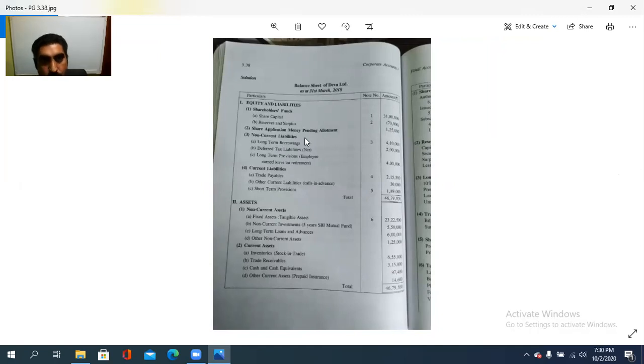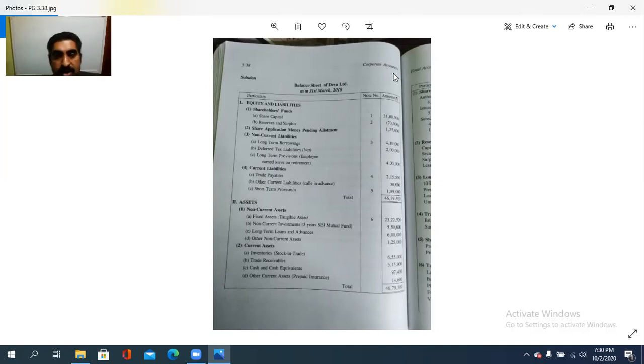The next is non-current liability. Under non-current liability, long-term borrowings. What is a non-current liability? That is, more than a year it can be disbursed or paid off. That is, we do not clear that liability within one year, it remains even after one year. Okay, so that is long-term borrowings.